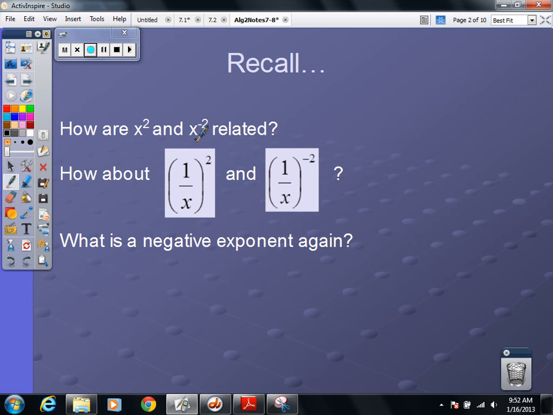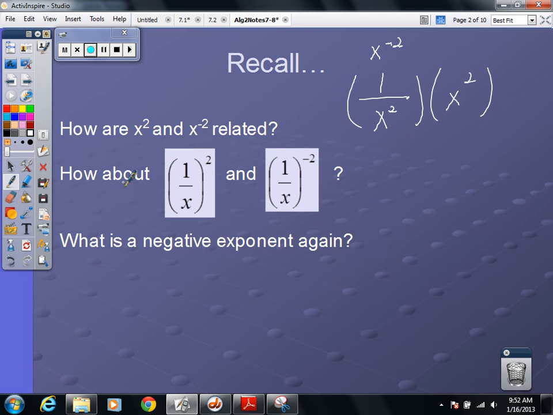If you remember, when you have a negative, that's not really allowed. So what we do is we take x to the negative 2 and we move it down below and it becomes x squared. So how are x squared and x to the negative 2, which can also be written like this, related? They are inverses of each other. Reciprocals, okay?